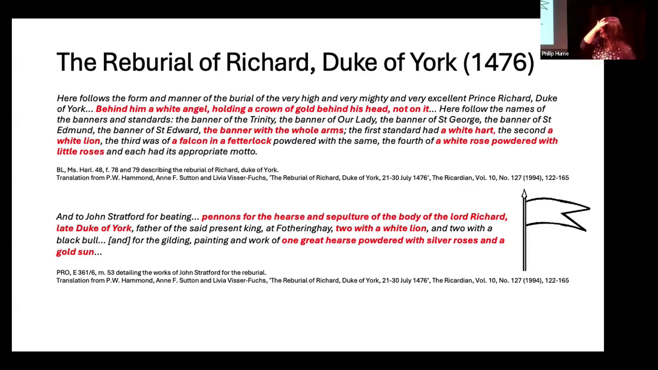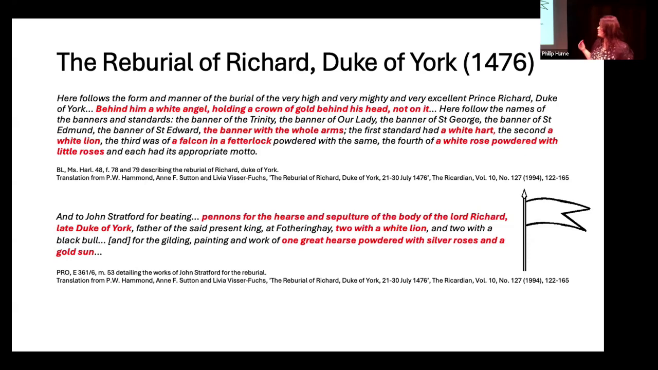So, for example, the whole arms of England are included within the reburial. That basically means the arms of the king without any differencing, showing Richard, Duke of York as basically the rightful king by doing this. There's also a depiction of an angel hovering over Richard, Duke of York, with a crown above his head. He's not quite crowned because, as we know, he wasn't actually crowned in life. But this is a clear symbolic way of saying that even though Edward IV did not inherit his crown from his father, he did inherit the right to the crown from his father.